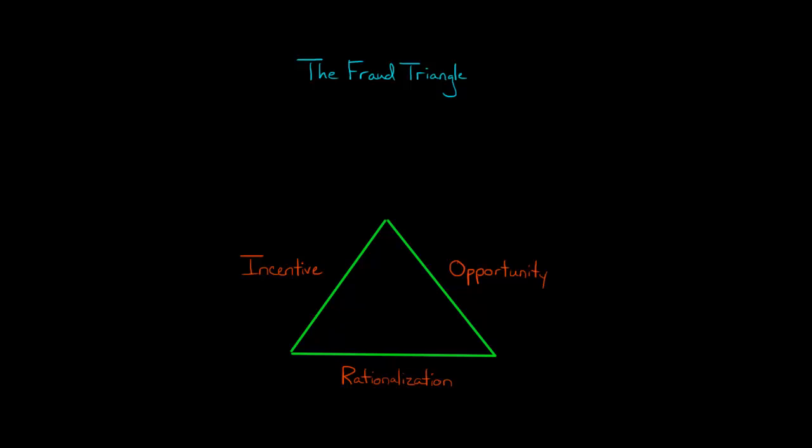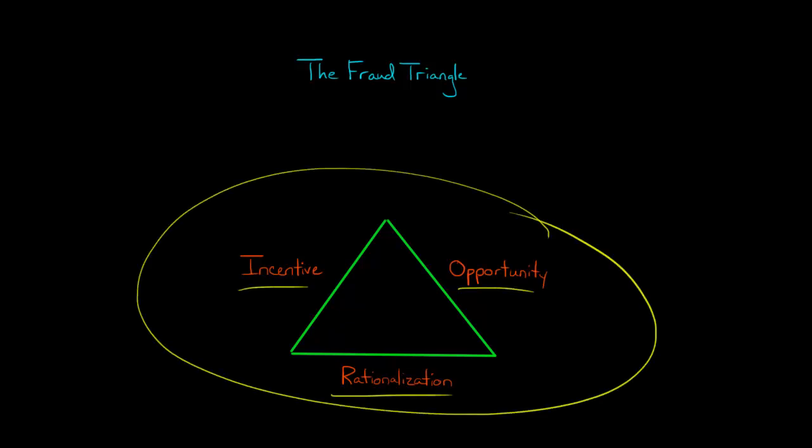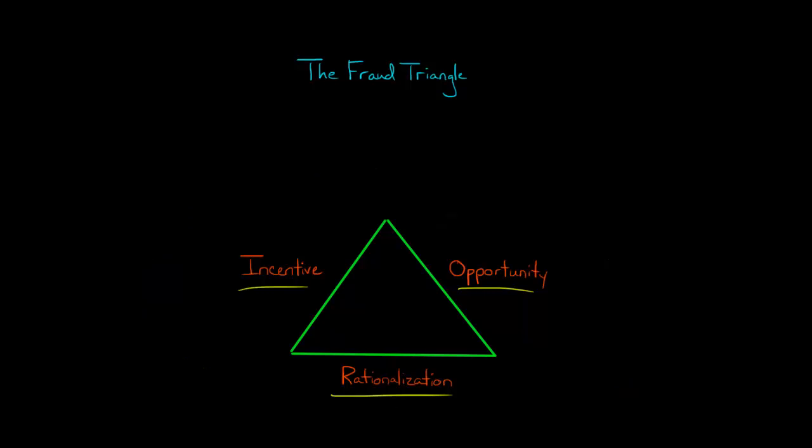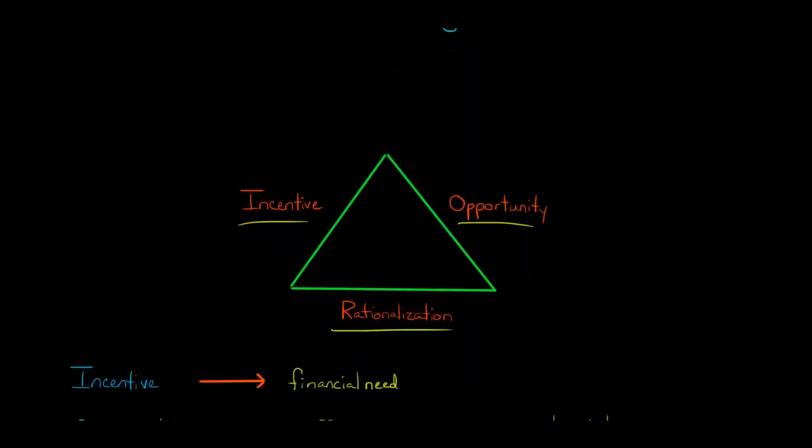In this video, we're going to discuss the fraud triangle. The fraud triangle simply consists of three factors that, when all present in concert, create a very high risk that fraud will occur. So let's walk through each of these in turn. We've got incentive, opportunity, and rationalization.